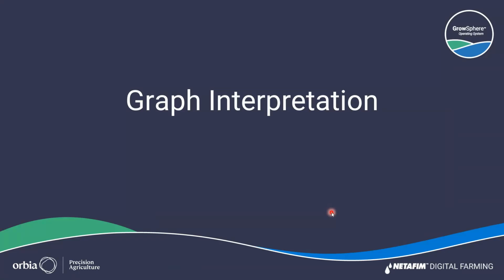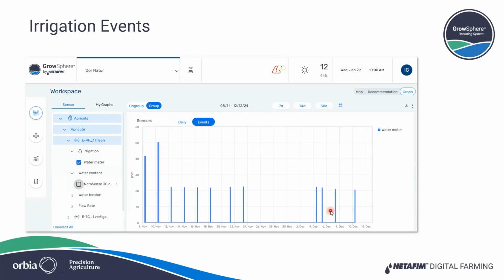Let's move to some graph interpretation. Here I presented the irrigation events graph. Not all the irrigations are the same in terms of length and quantity. You can see that this irrigation event was much higher than this one, or obviously from those ones. And you see that there are differences in their intervals. Here I irrigate every second day. And here there is a gap of a week. And here I move to irrigation every day.